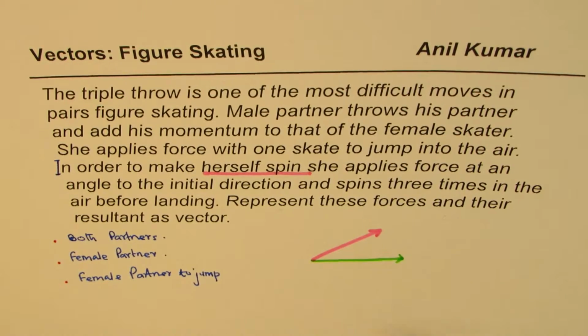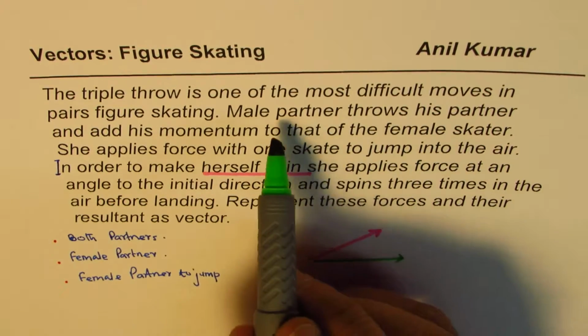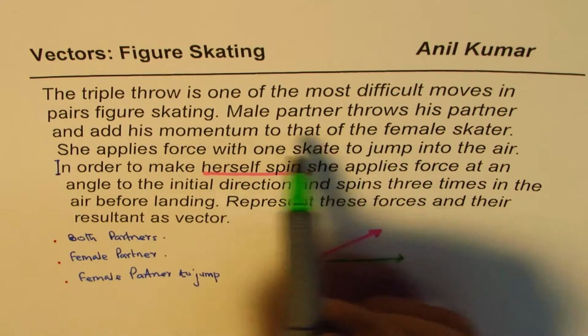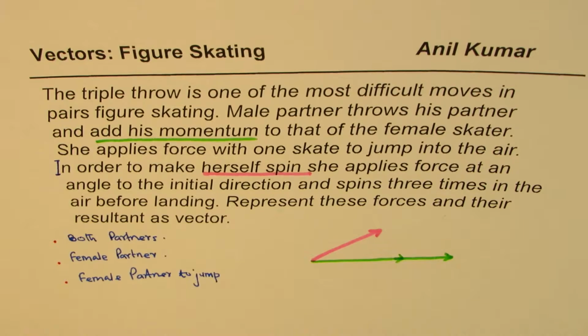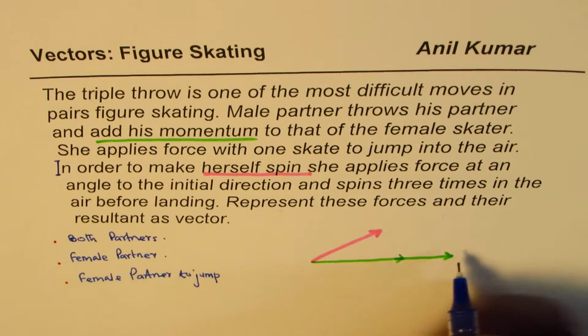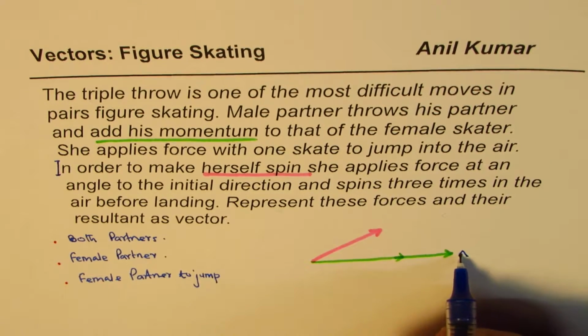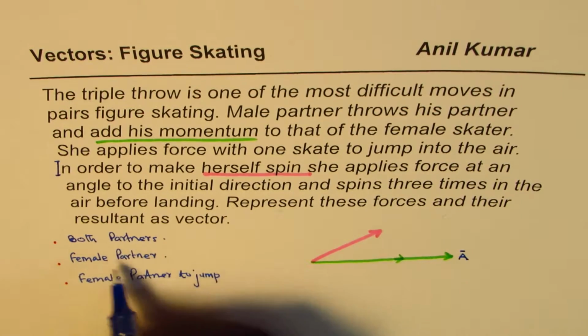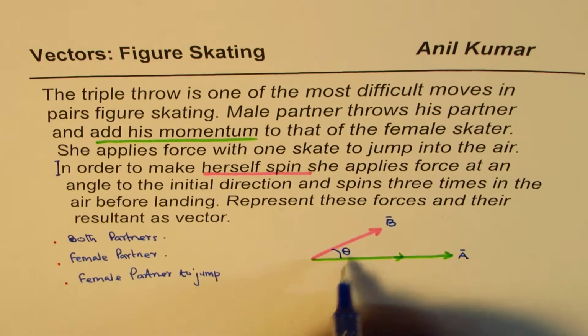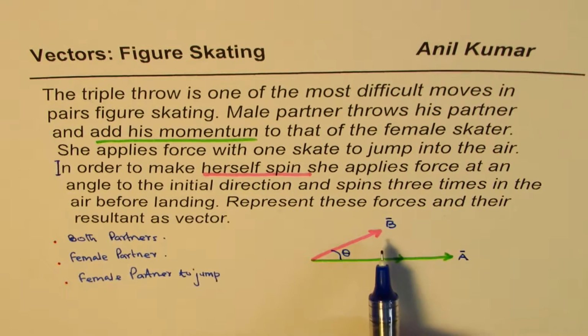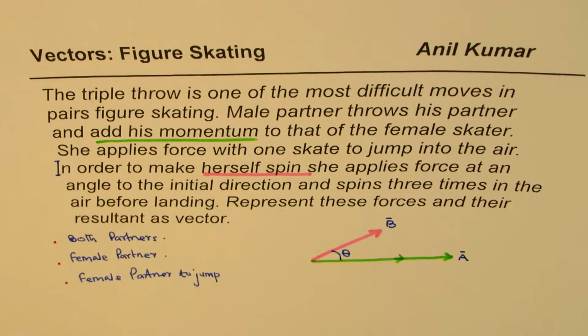The first force is when they add momentum. Male partner throws the partner and adds his momentum. So this is the first force, and that will be actually longer. So let me make it longer. Both apply this force. Let's assume this is longer. So we'll call this the force exerted by both. Let's say this is A in vectors, and this one is by B, the female partner, at an angle. And let's say this angle is theta for us. Now these 2 forces are actually acting on the ground. So that is the plane. We call this the XY plane.